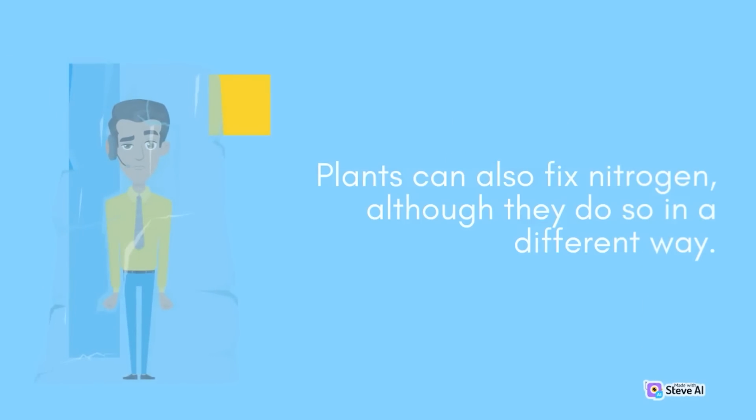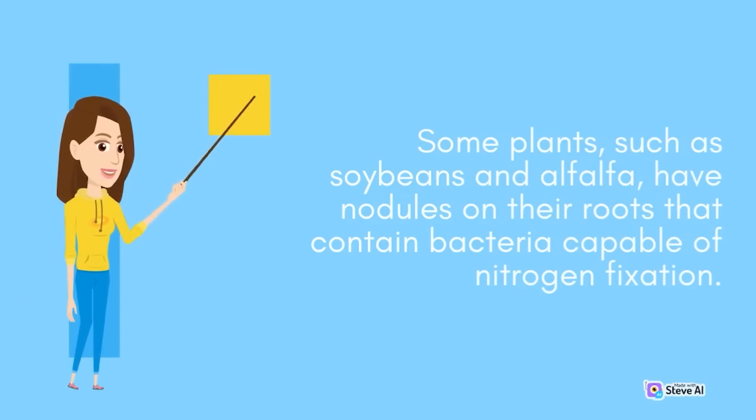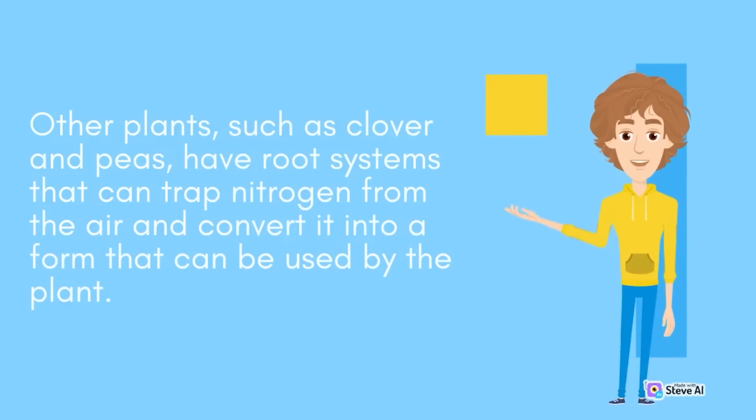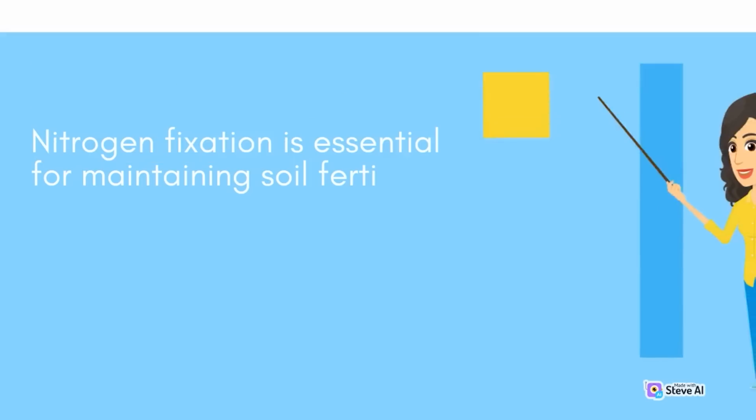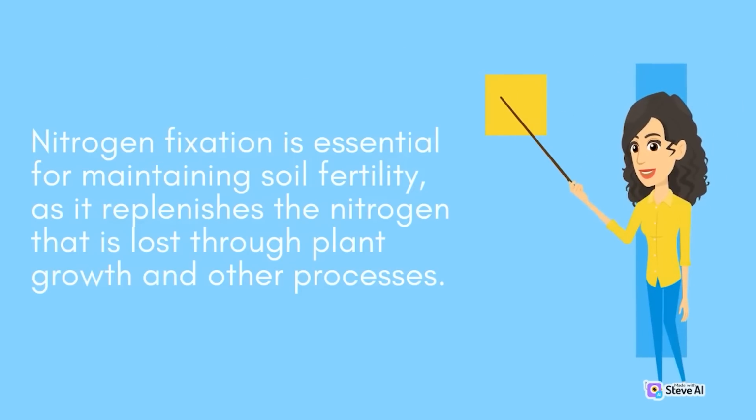Plants can also fix nitrogen, although they do so in a different way. Some plants, such as soybeans and alfalfa, have nodules on their roots that contain bacteria capable of nitrogen fixation. Other plants, such as clover and peas, have root systems that can trap nitrogen from the air and convert it into a form that can be used by the plant. Nitrogen fixation is essential for maintaining soil fertility, as it replenishes the nitrogen that is lost through plant growth and other processes.